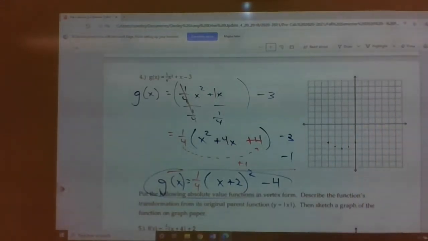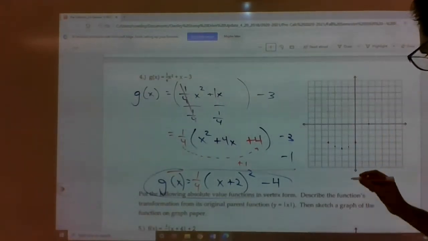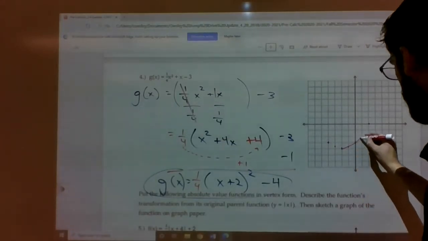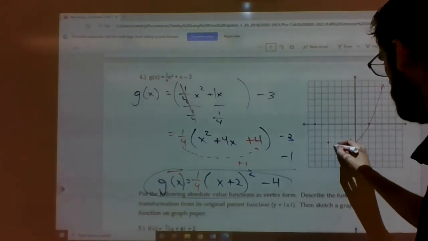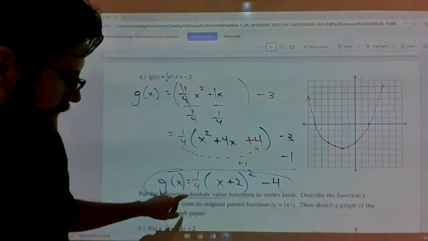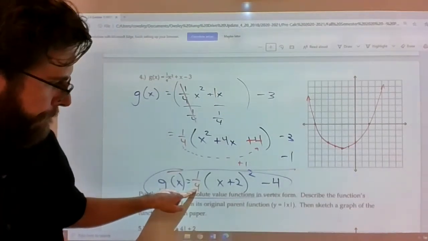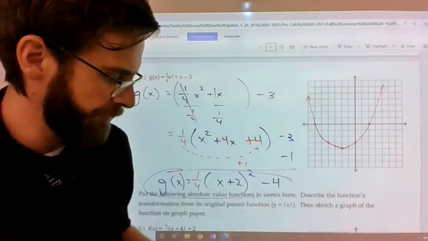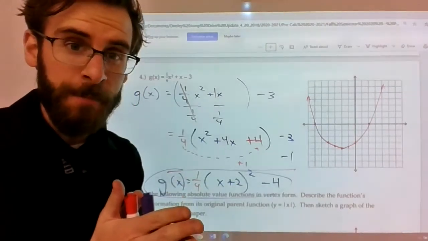And let's see here. This is also going to be a point. So this is a compression or a shrink. Left 2, down 4. All right. That's all I've got to say about parabolas.